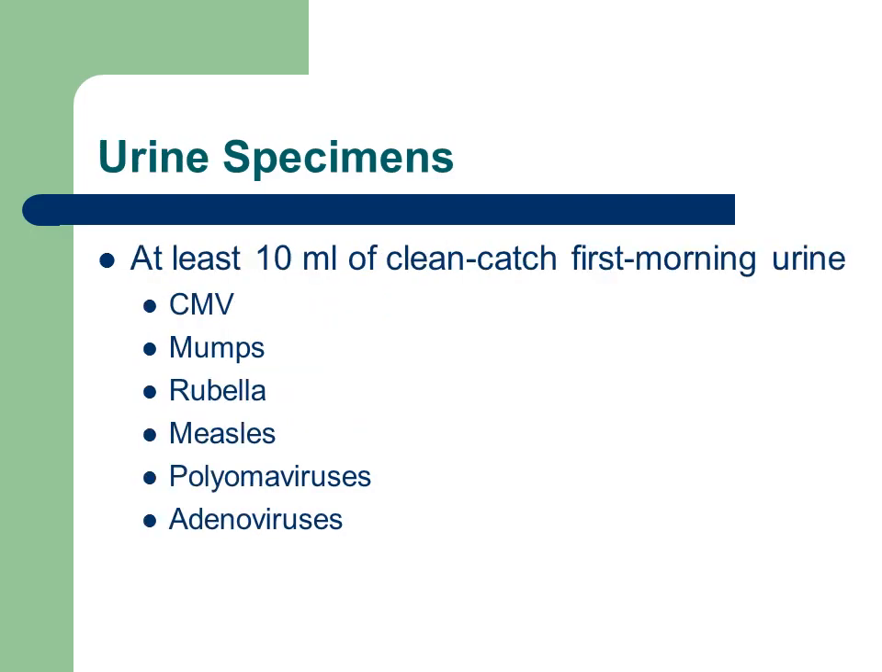Urine, you can detect virus in the urine, and you would want at least 10 mils of a clean catch first morning urine. So first morning urines tend to be more concentrated, and so they might contain more organisms than other urine samples throughout the day after you've been drinking a lot of water and flushing and diluting things out of your body. So you can possibly find different viruses in urine, such as cytomegalovirus, mumps virus, rubella, measles, adenoviruses.